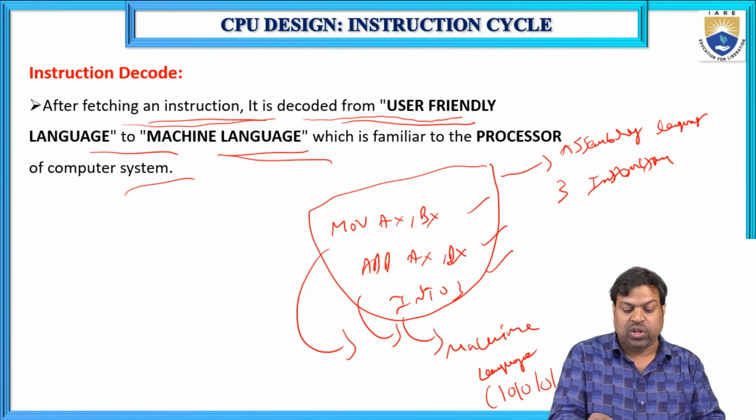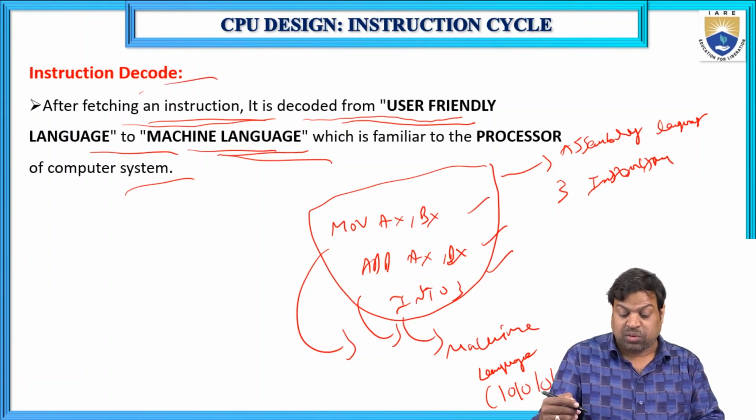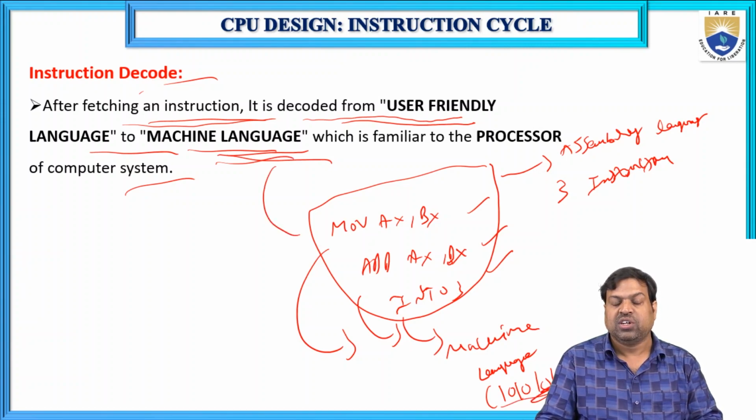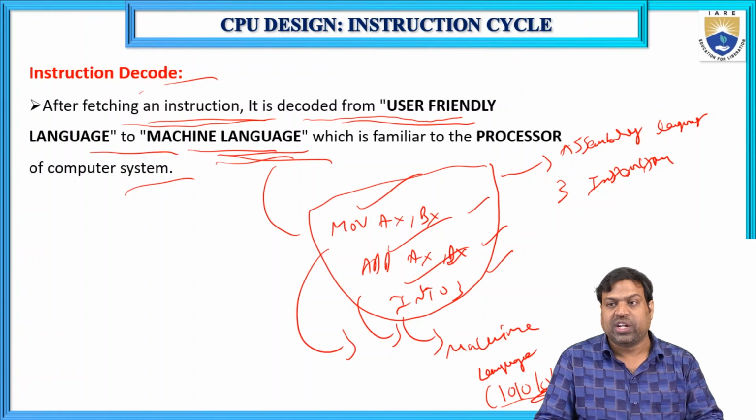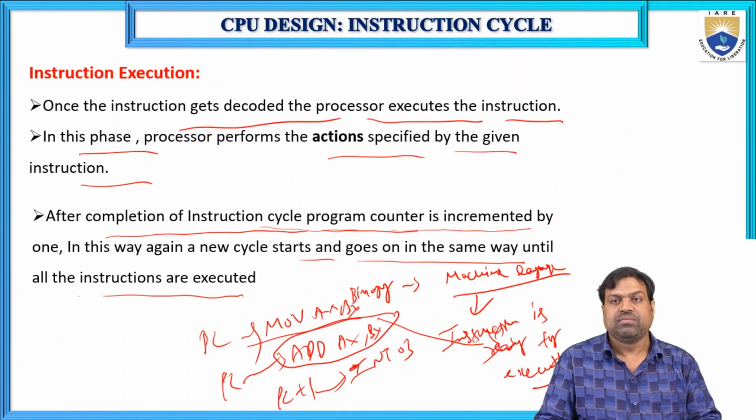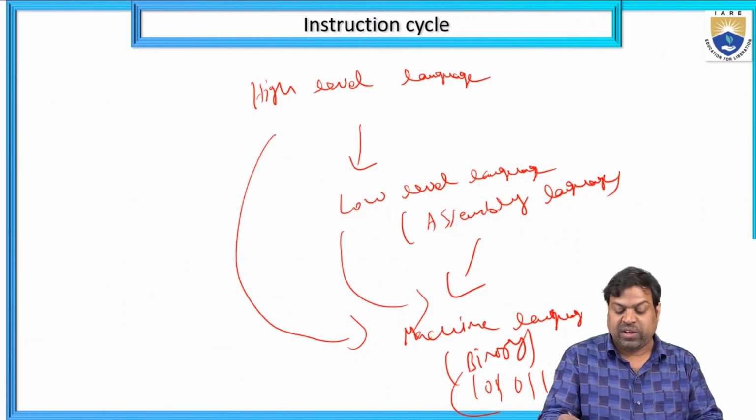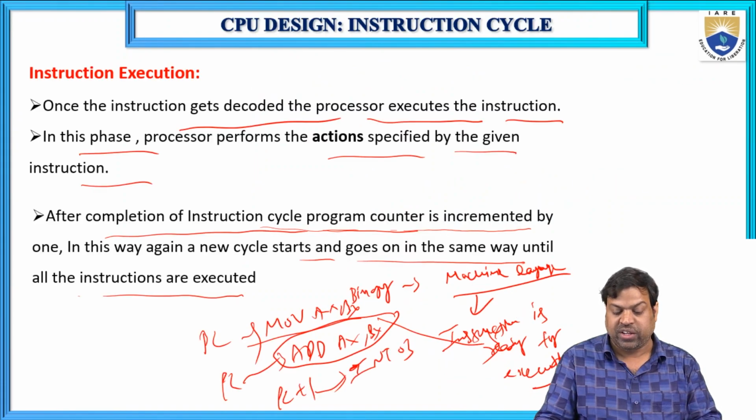In decoding, after the completion of fetching, the instruction is converted to machine language. Machine language means binary language. Every instruction, like move x, bx, add into 03, any instruction is converted to binary. So high level language or assembly language is converted to machine language in the form of binary.